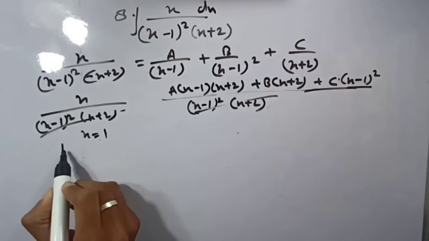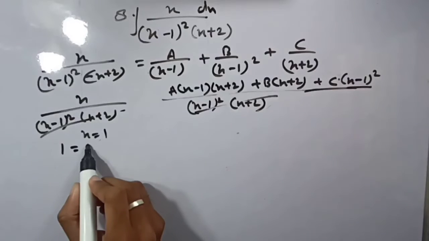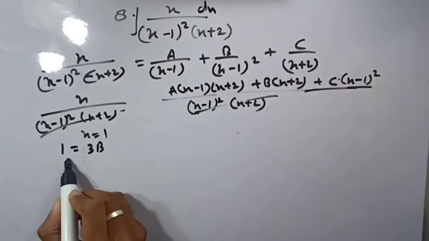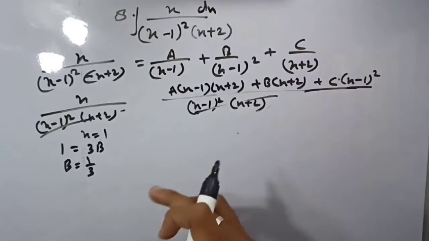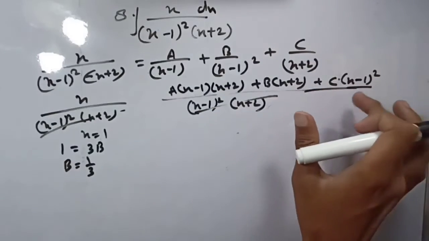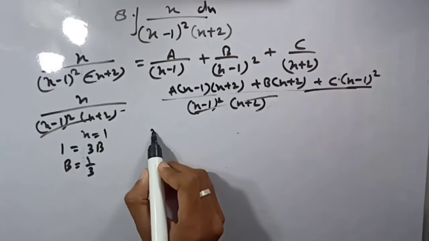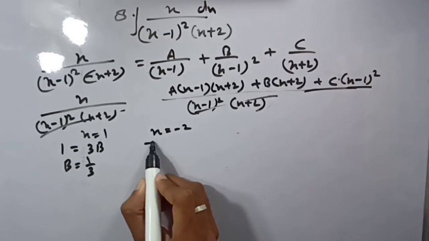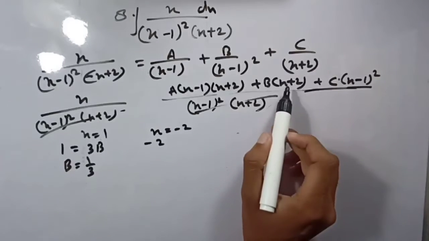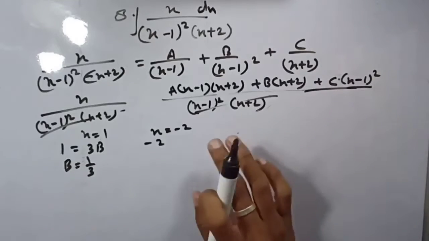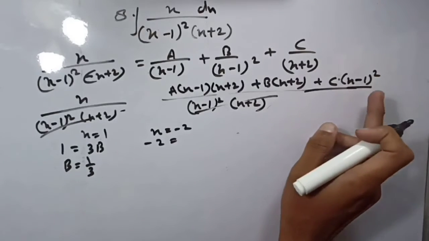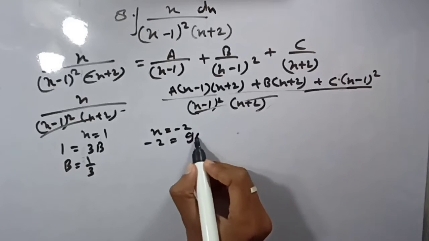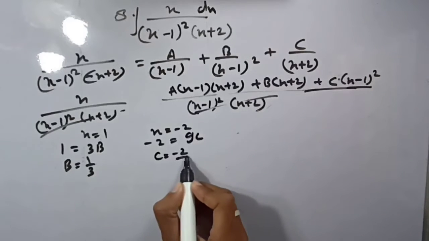If you're putting x equals to 0, it is only 3b here. So the value of b is 1 by 3. If you put the value of x equals to minus 2, this becomes 0, this becomes 0, only the c term is here. If you put minus 2 here, it is minus 3 whole square, so it is 9. The value of c is 2 by 9.